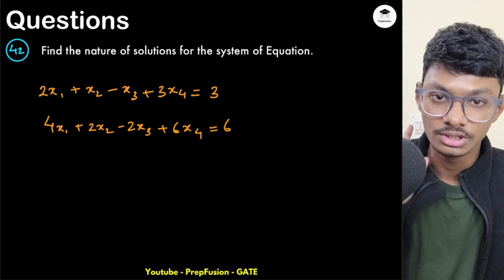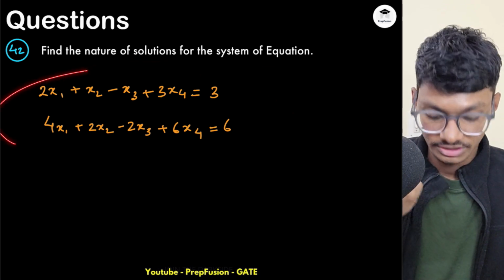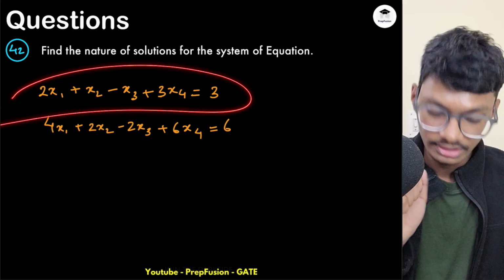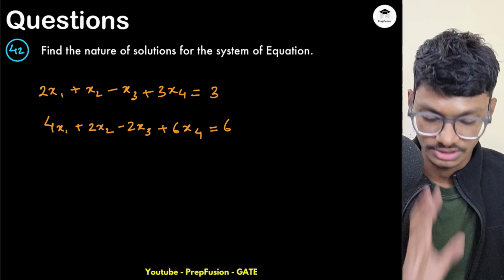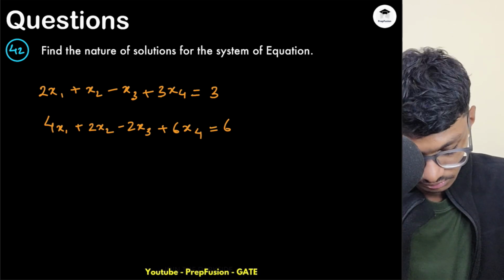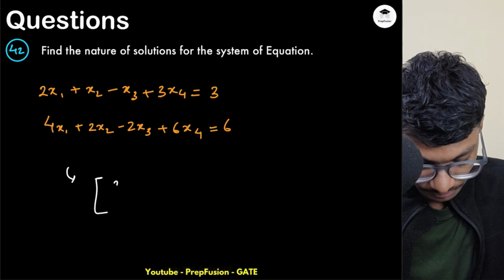Now let's do this question. This question is telling us to find the nature of solutions for the system of equations. Obviously we see that we have 4 unknowns and 2 equations, so a unique solution is not possible from the start itself. Now let me write this in the augmented format.